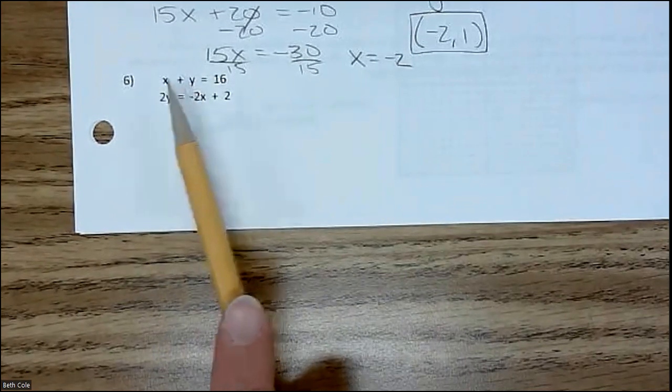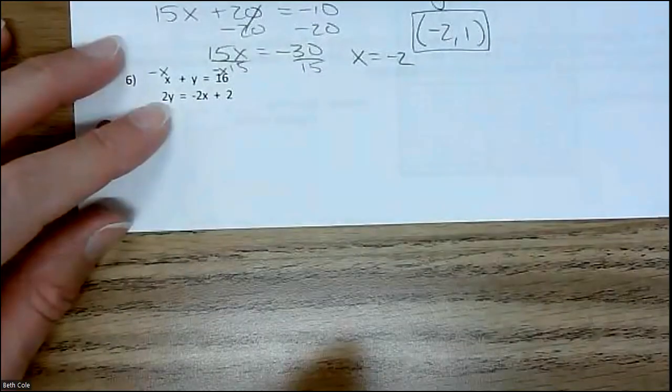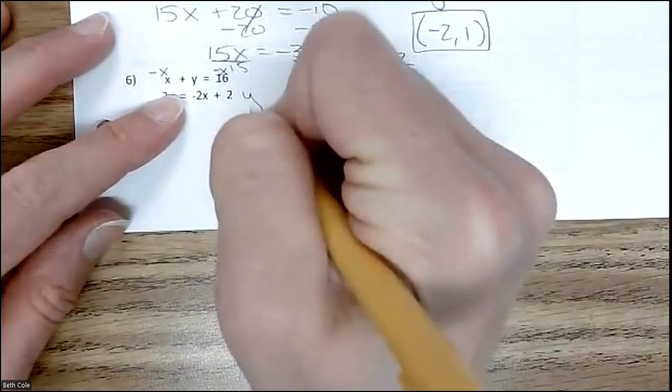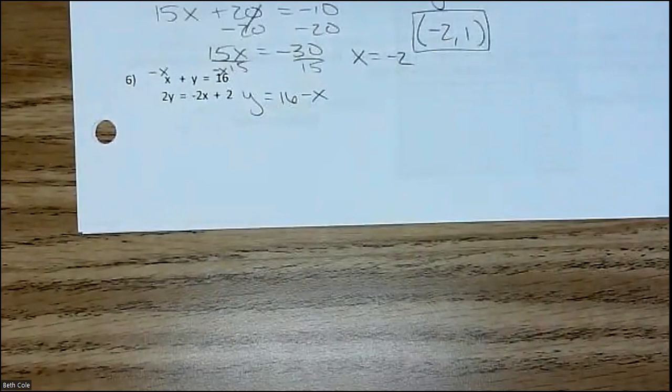So I'll do whichever one you want. Do you want to get x by itself or y? Get y by itself. So you would subtract x to the other side. That would give you y equals 16 minus x. Algebra is just moving stuff, just taking that and moving it to the other side.